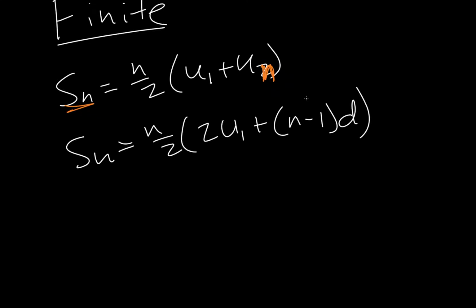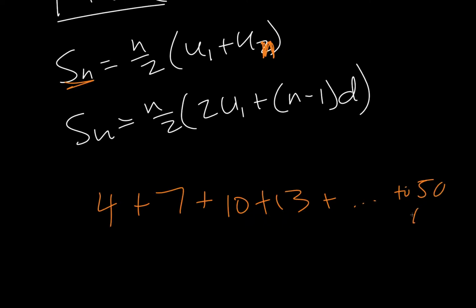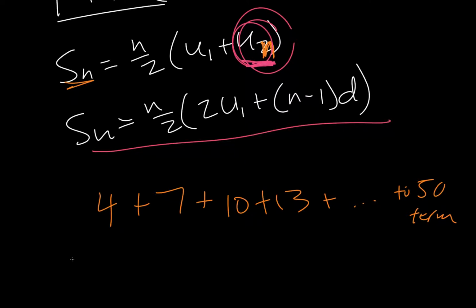So if we go on to example 25, it gives us this sum. And it wants us to add up this sequence to 50 terms. And so, because we don't know the 50th term, which would be this, we're not going to use this one. So we're going to focus on this bottom one.